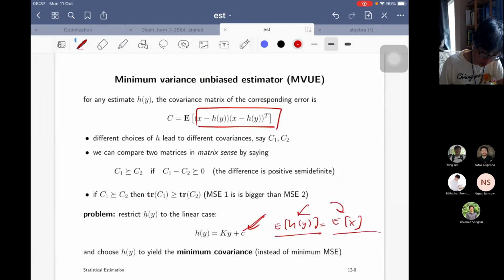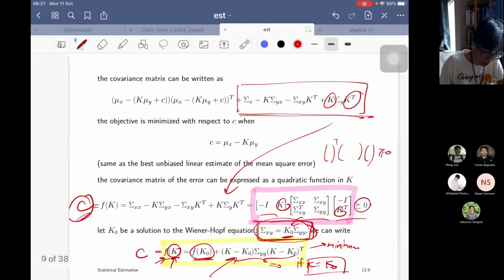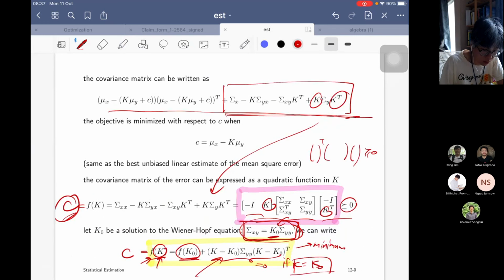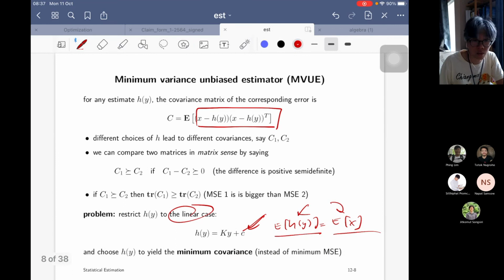Let me mention that the result we receive here is for the linear case. If you consider a more general, nonlinear one, it would be hard to say in general, because the way you expand the covariance requires some parameterization of h of y.